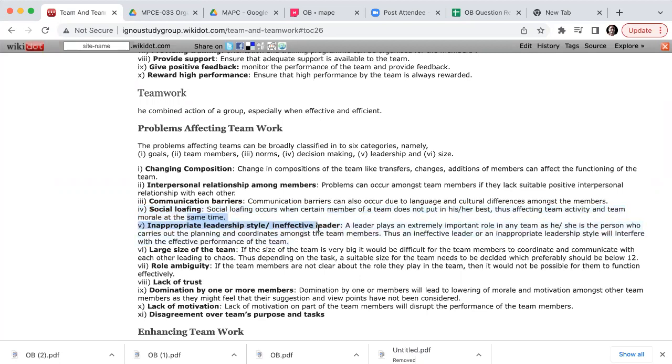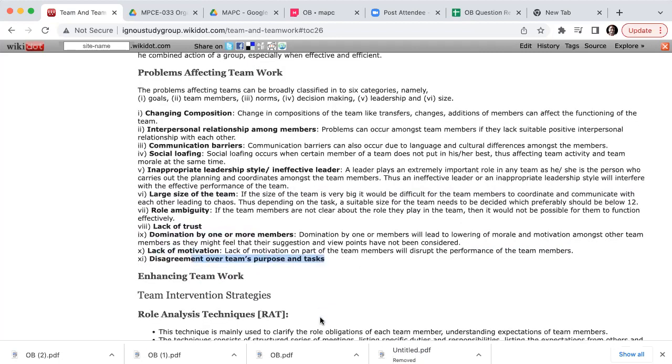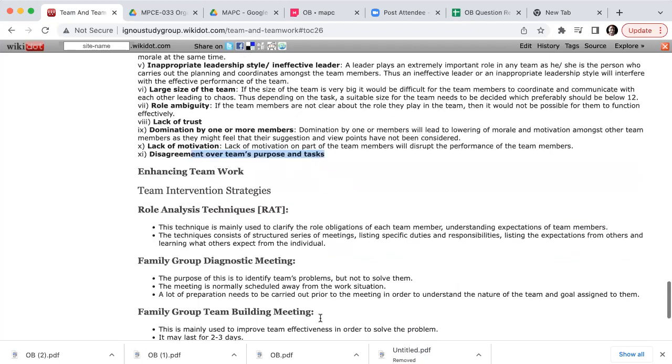So obviously, leadership would also have an impact as far as your teamwork is concerned, right? And the size of the team matters. Your role requires clarity. You need to have trust, right? And you can't have one employee totally dominating the rest of the people. The other people would not come, right? People don't have motivation, and there is disagreement between the team members. So these are some of the problems that could affect teamwork.